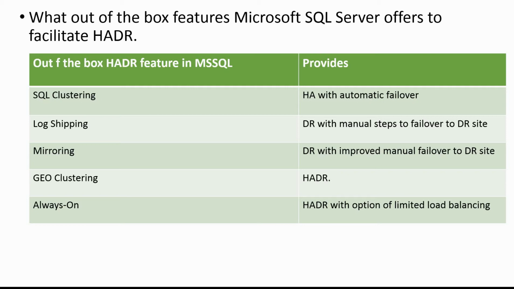SQL clustering is a high availability solution with an automatic failover. What does it mean? That SQL clustering does not allow for a DR solution. It is only for an HA solution with an automatic failover. I will talk more about clustering and what the infrastructure looks like, but in a nutshell, SQL clustering is a high availability solution with an automatic failover. If one node goes down, the second node takes over automatically, and you don't need to be available and do some manual work for the system to come back online.